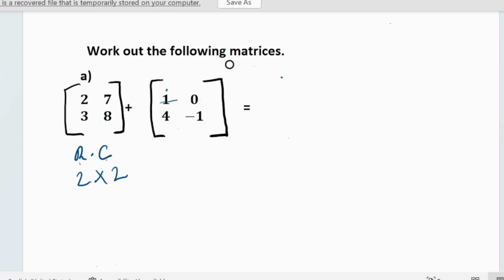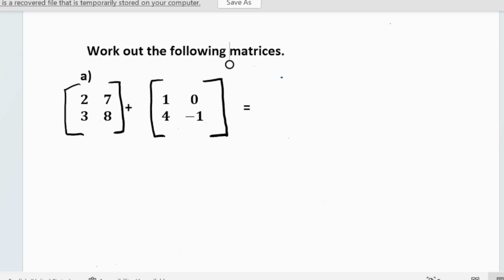We come to the second matrix. We count the number of rows, 1, 2, so it will be 2. Then we count the number of columns, 1, 2, it will be times 2. Therefore, you can see that they are of the same order. They are 2 by 2 matrices, and therefore they are compatible. Since they are of the same order, they are compatible, and therefore we can add them now.